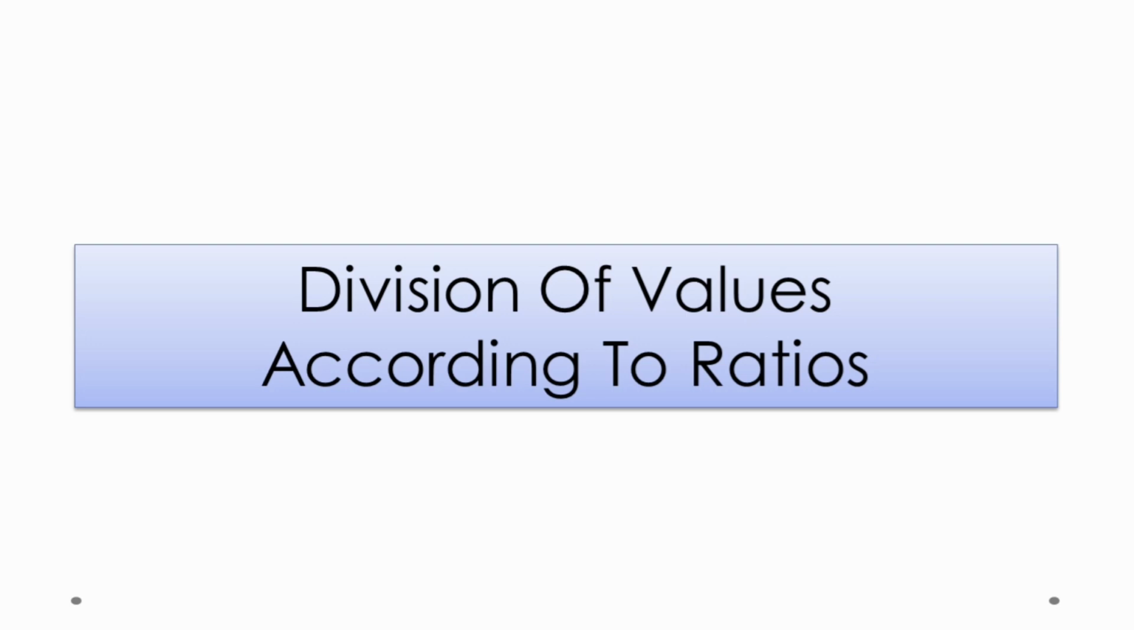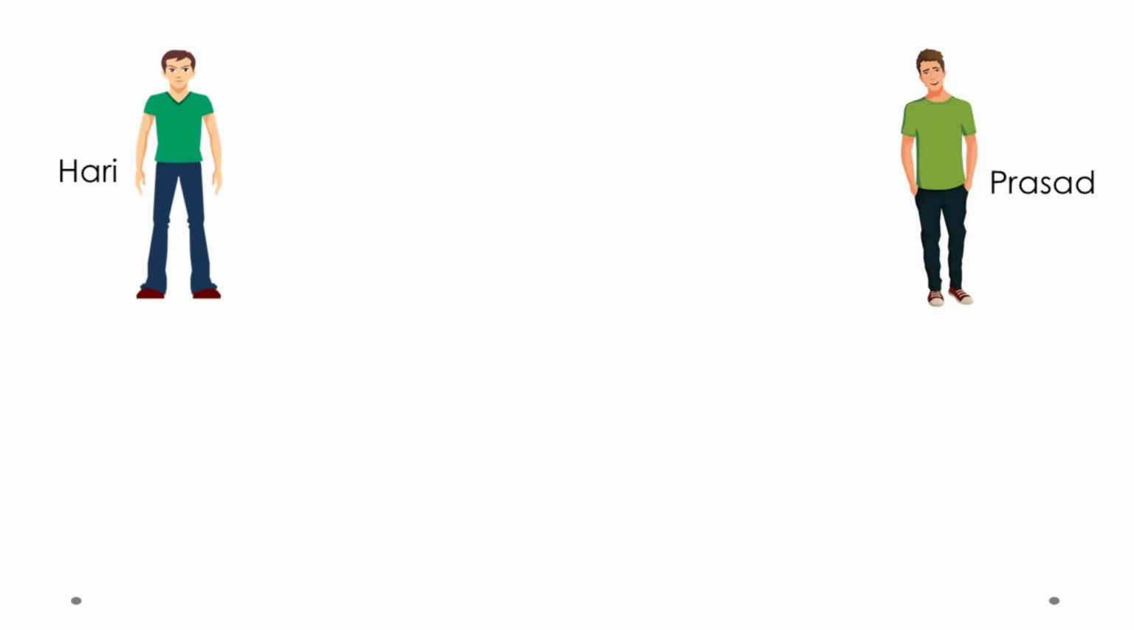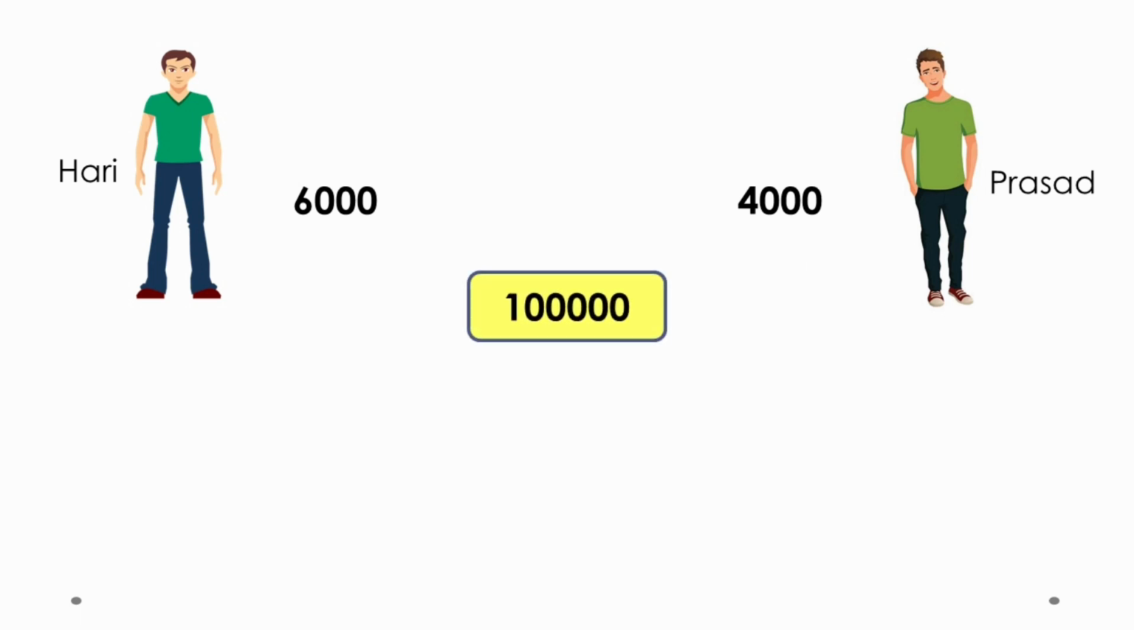Ratios can be very effectively used to divide quantities and values. Let's see how. Two friends, Hari and Prasad, made a business investment. Hari invested 6,000 rupees and Prasad invested 4,000 rupees. After some period of time, they made a profit of 1 lakh rupees. They decide to split the profit in the same ratio as that of investment. How would they know who gets how much?